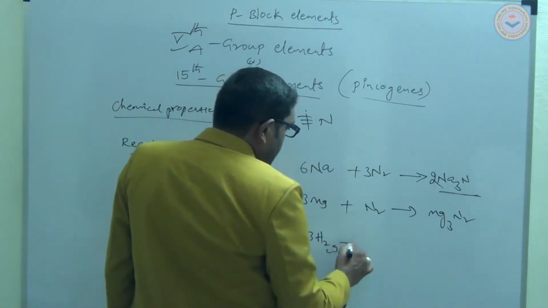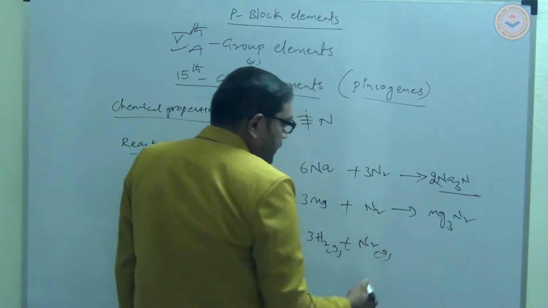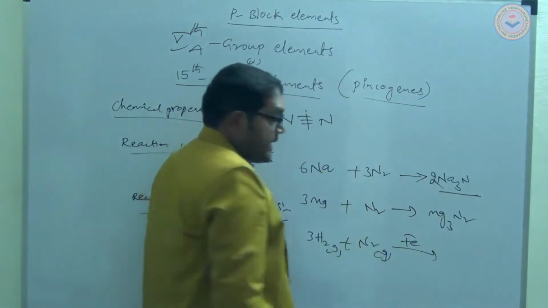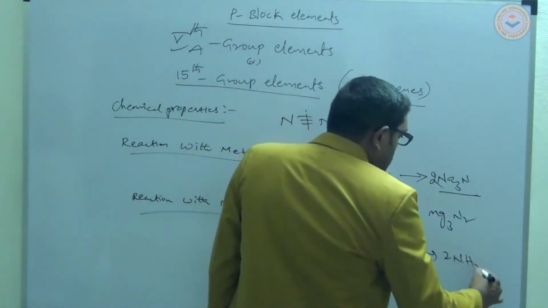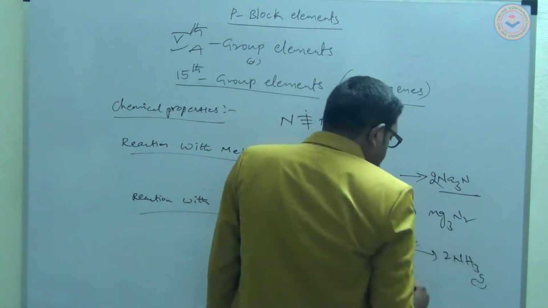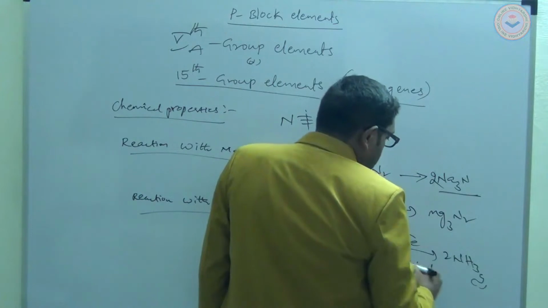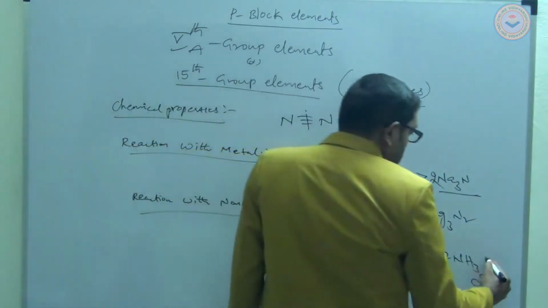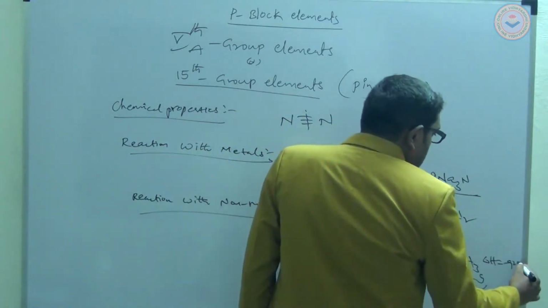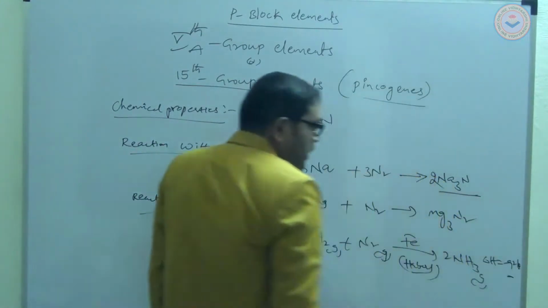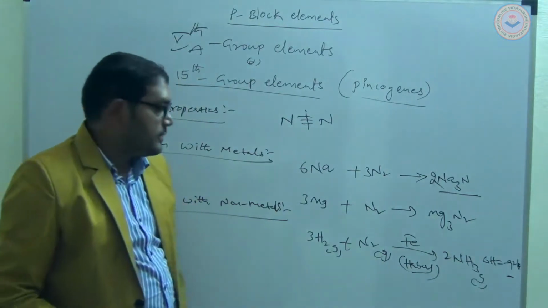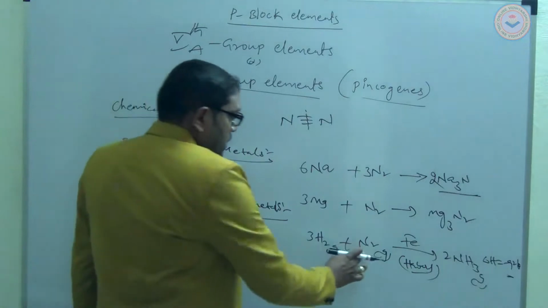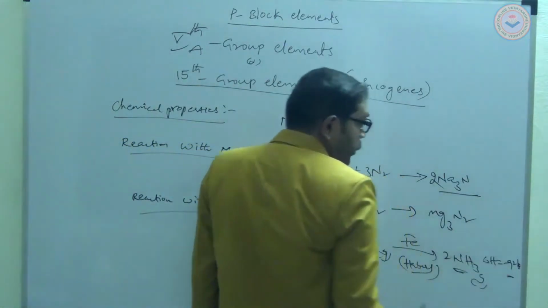If it reacts with non-metals, 3 moles of hydrogen gas react with 1 mole of nitrogen gas in the presence of iron as a catalyst. It forms 2 moles of ammonia gas. This is Haber's process. In Haber's process, delta H is equal to minus 92 kilojoules, energy is released. It is an exothermic process.